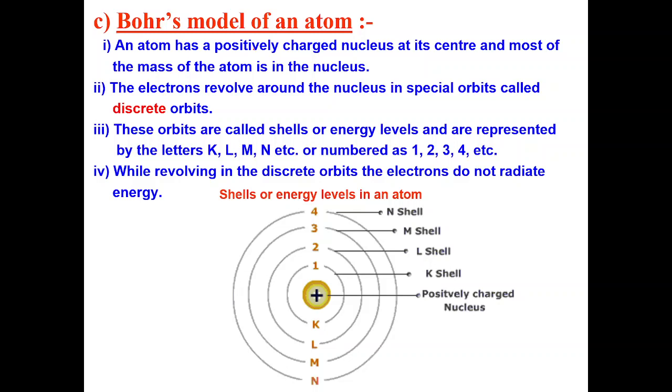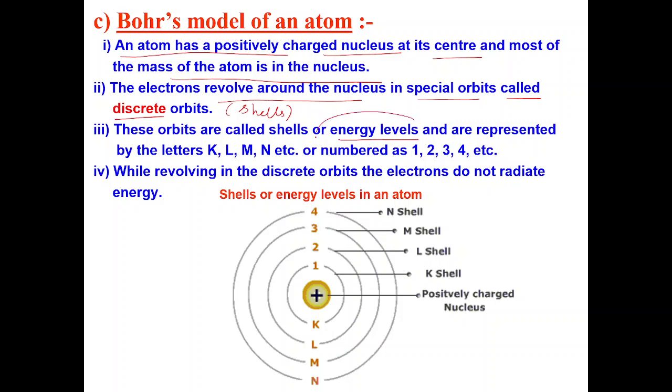In Bohr atomic model, some points are the same. An atom has a positively charged nucleus at its center, and most of the mass of the atom is in the nucleus. The electrons revolve around the nucleus in special orbits called discrete orbits. They are also sometimes called shells. These orbits are shells or energy levels.